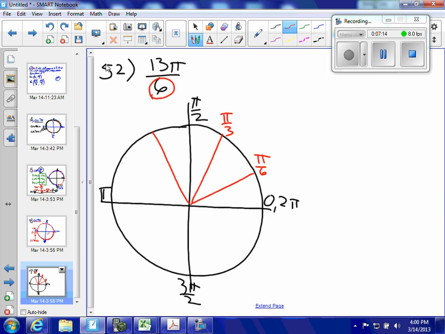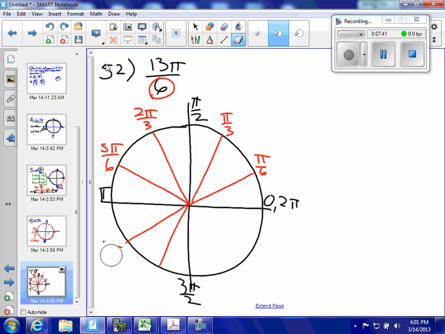This is my 2 pi over 3. This is my 5 pi over 6. This would be 4 pi over 3. This would be, oh, come on, bud, you can do this. No, I made a mistake. That is not 4 pi over 3.